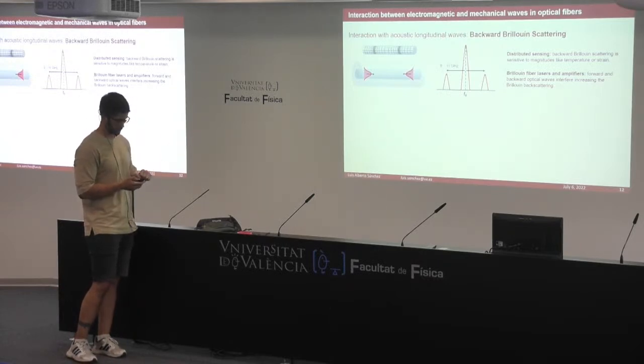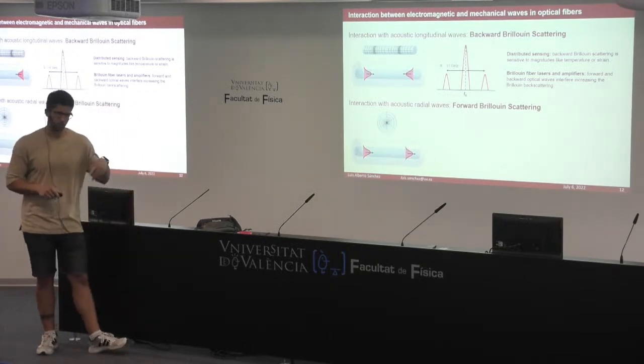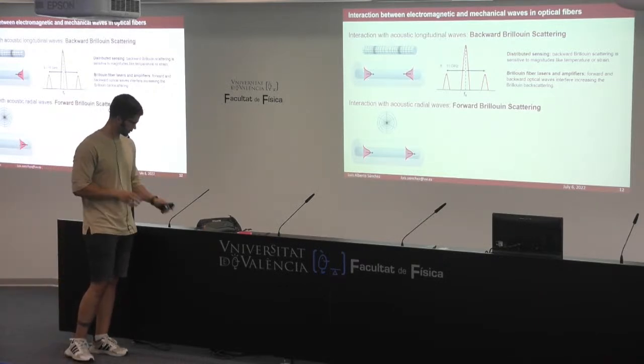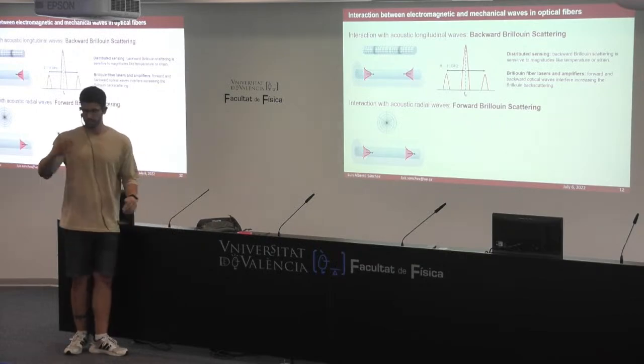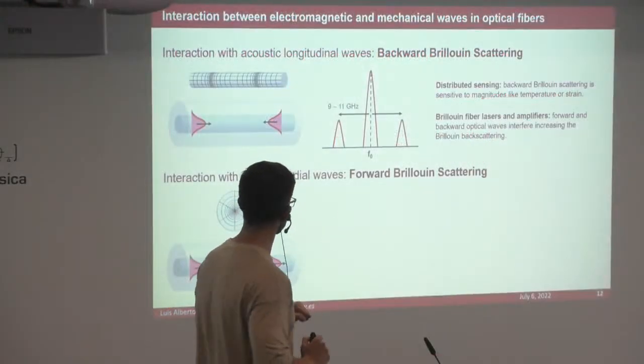Okay, the last interaction is with radial waves. I didn't talk about radial waves before, I'm going to do it now. Radial waves are waves that are confined in the transverse direction of the optical fiber. It's like a heart pumping, something like this. The thing about these waves is that they don't propagate along the optical fiber. They only vibrate in the transverse direction.